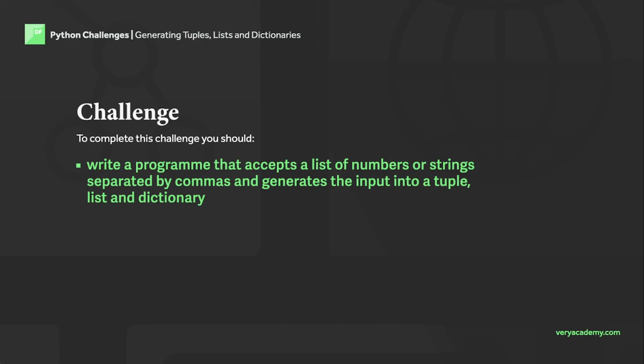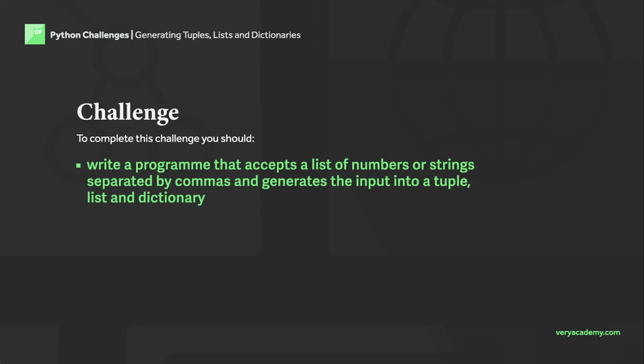So let me just explain this challenge. It seems quite simple to begin with, but it gets maybe particularly complicated when working with dictionaries. To complete this challenge, you should write a program that accepts a list of numbers. So we're going to need to ask the user to input a list of numbers or strings, and that needs to be separated by commas. The idea here is that you need to create a program which will take that input and then turn that into a tuple, a list, and a dictionary.